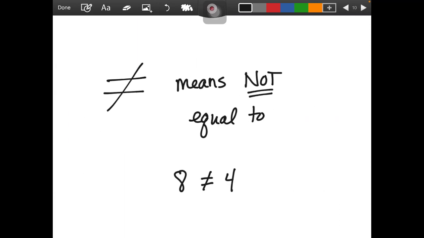Okay? All right, I hope this makes sense. One thing to remember is always, if you see this sign, an equal sign with a line through it, it means that it is not equal to.